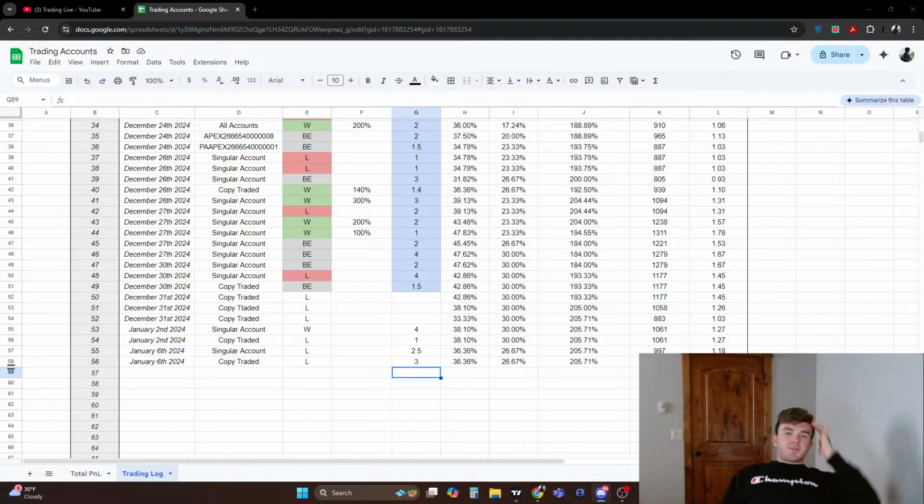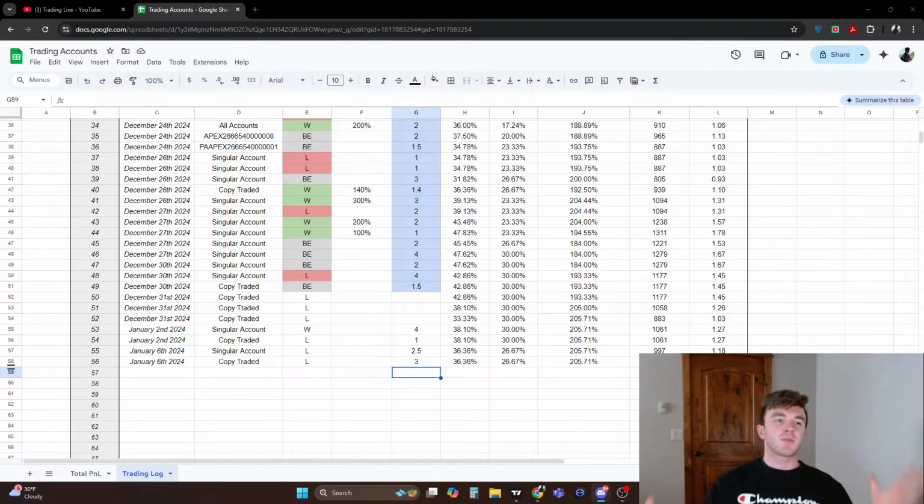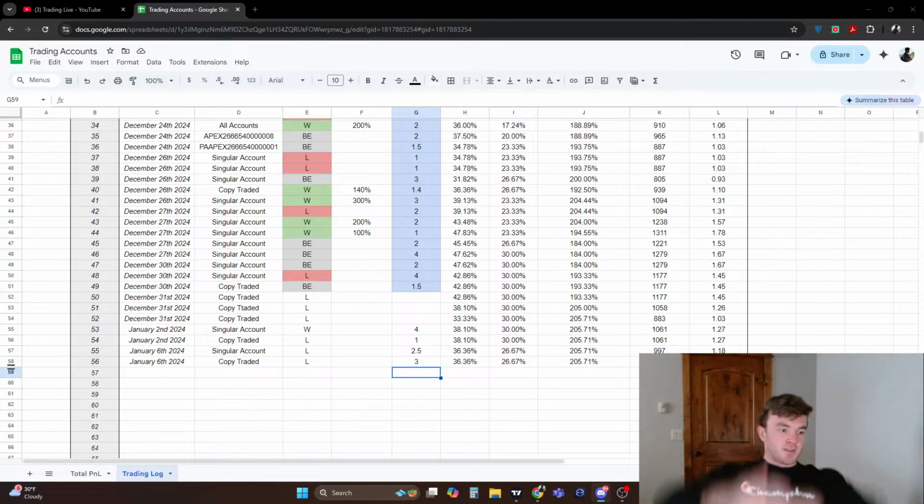So yeah, that was a good lesson learned there. Why mess with it? You're risking literally all of your accounts. You can do 3-to-1s on a singular account, but if you're risking all your accounts at once, don't do a 3-to-1. Just do a 1-to-1, a 1.5-to-1, maybe a 2-to-1 if it's good liquidity.